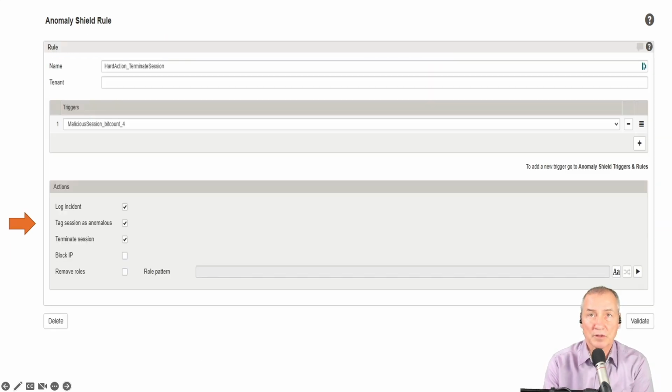This is the configured rule that will execute when the trigger fires. Shield is set up to log the incident, to tag the session as anomalous and to terminate the session. Each of these logs will be tagged with a specific logging tag. Let's have a look at those tags.